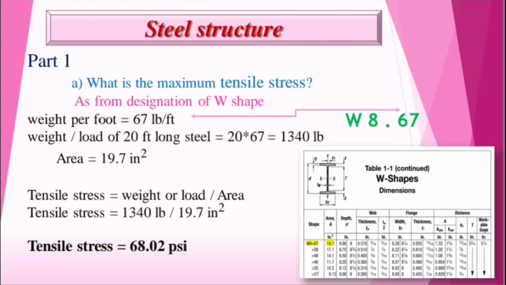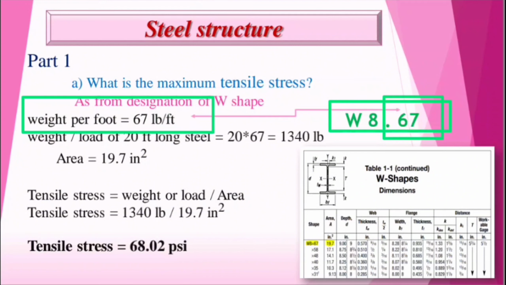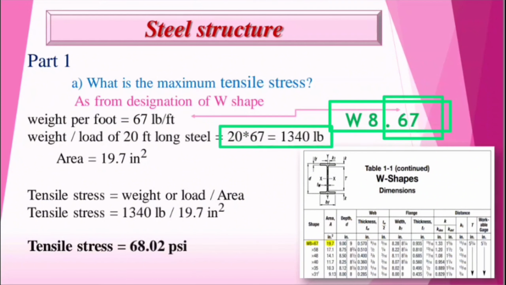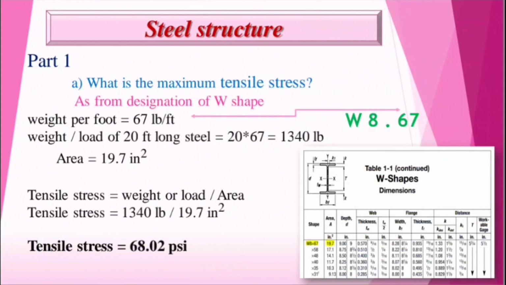From the designation given in the question, W8x67, the weight in pounds per foot of length is 67. If we multiply this weight by 20, we get the weight of the 20 feet long W-shaped structural steel, which is 3040 pounds. Now we find the area, because the stress formula is load per unit area. If we divide load by area we get stress.